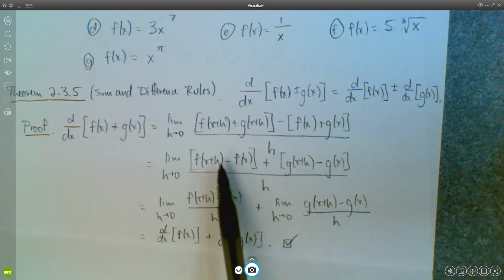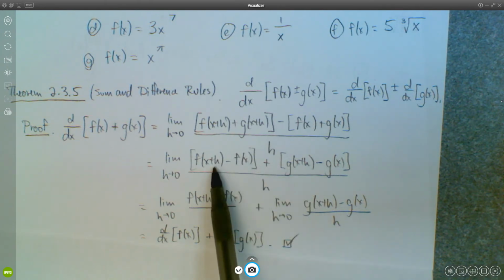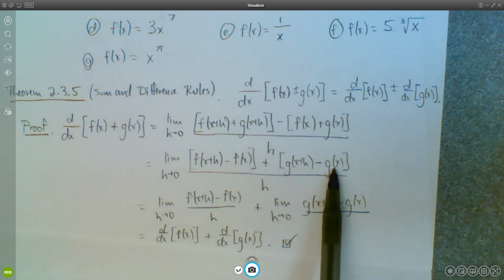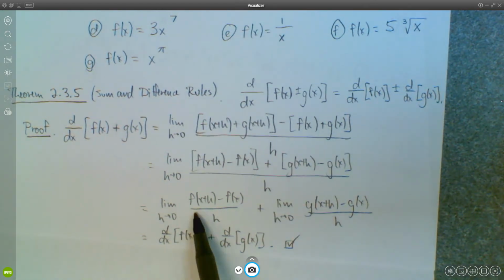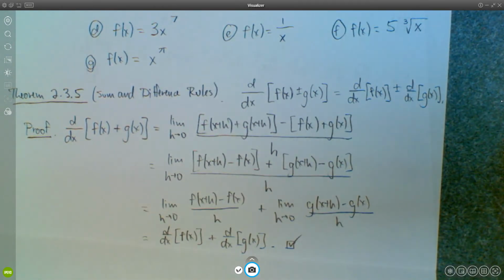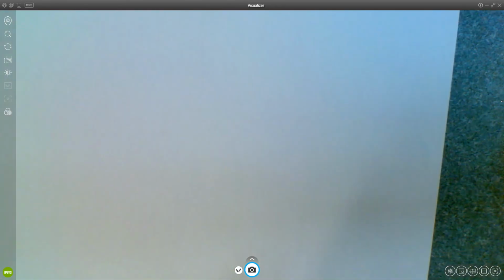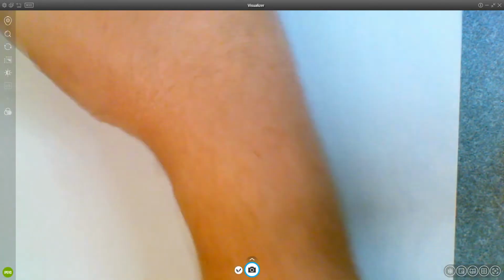Okay? And then you can split the numerator so that you've got f of x plus h minus f of x over h, and g of x plus h minus g of x over h. Well, this is just the derivative of f, and this is just the derivative of g, right? So you can distribute across addition. You can also distribute across subtraction. Let me give you a few examples of this in action.